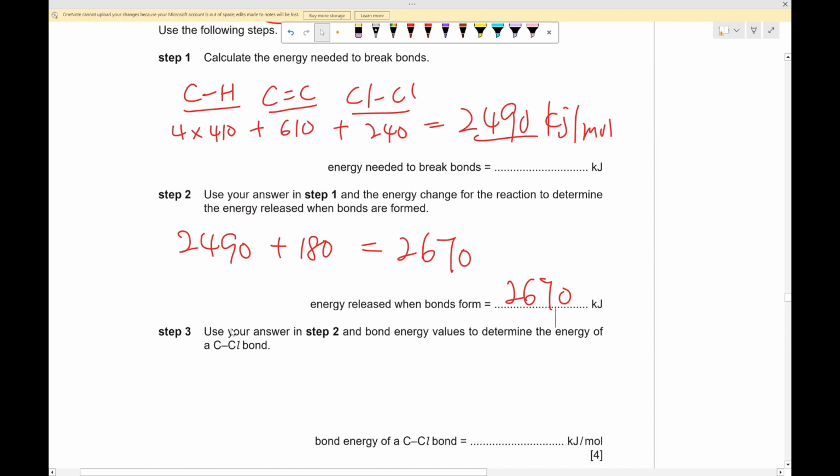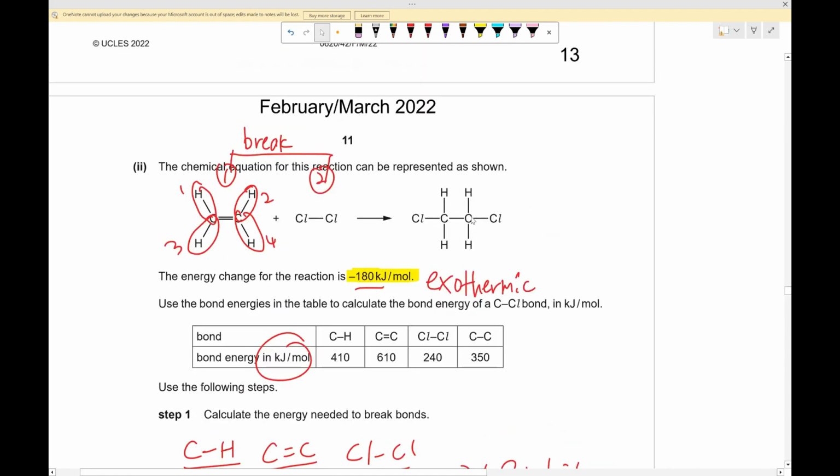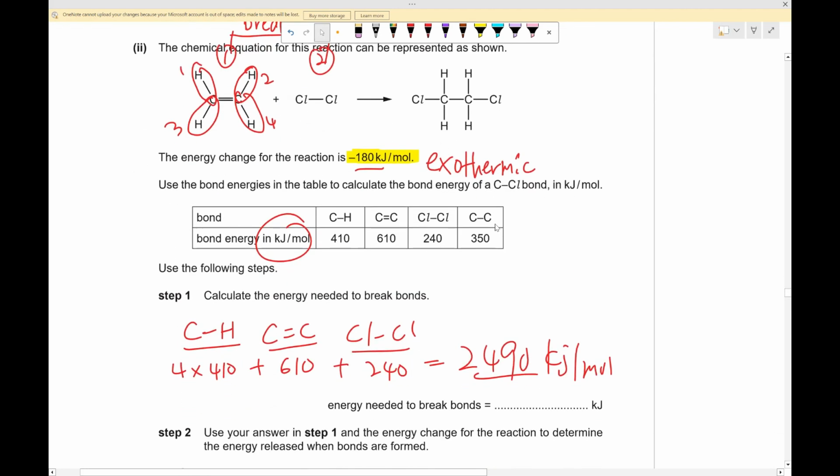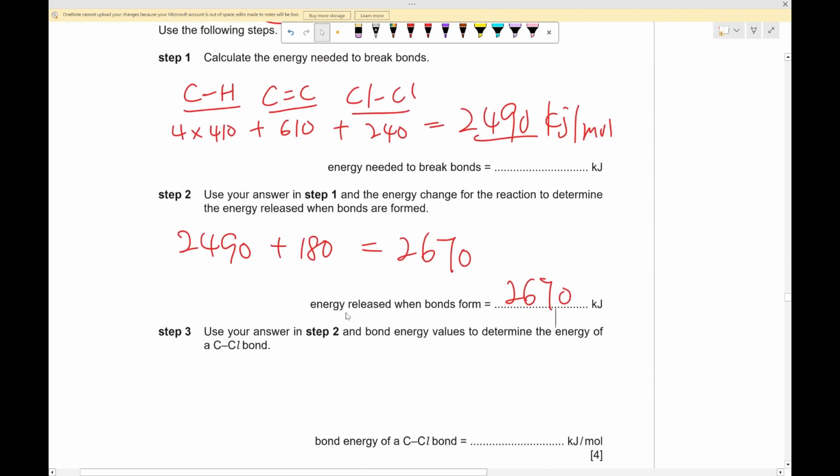So now step 3. Use your answer in step 2 and the bond energy value to determine the energy of the carbon with chloride bond. Carbon and chloride is here. So first, we need to use the step 2 answer. Step 2 answer is 2670. Okay, 2670, correct?